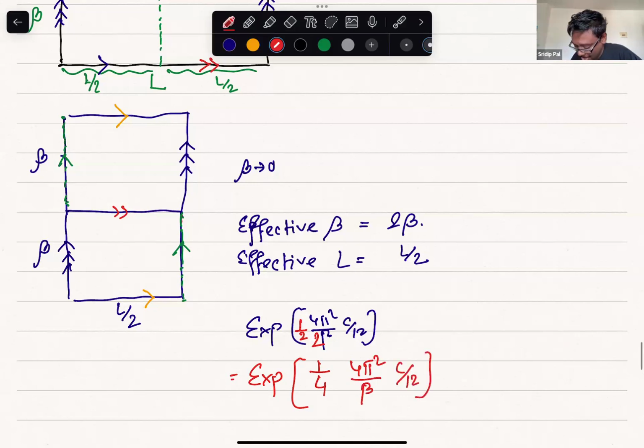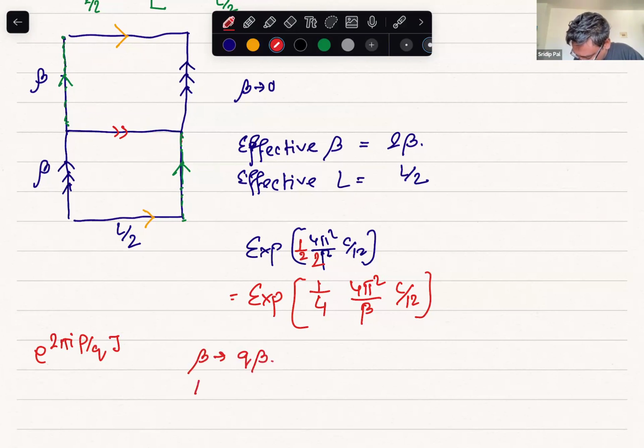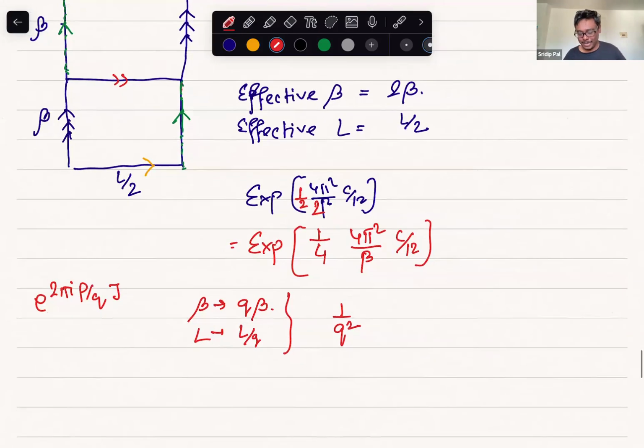Now, instead of -1 to the power j, if we have e power twice pi I p over qj, then basically I have to piece this torus into q pieces and then stack them together. If I do this stacking, then again, the beta goes to q beta and L goes to L over q, and this gives me a factor of 1 over q squared. So is this argument clear? Okay, good.